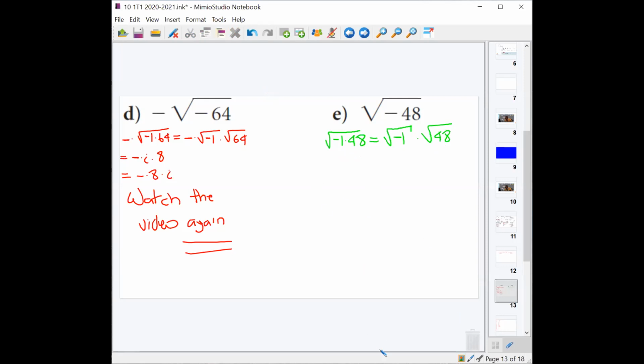Now, what is the square root of negative 1? Okay, Miss Herrera, what is the square root of negative 1? The square root of negative 1 is I. Okay, thank you. And Miss Cuadrado, what is the square root of 48?